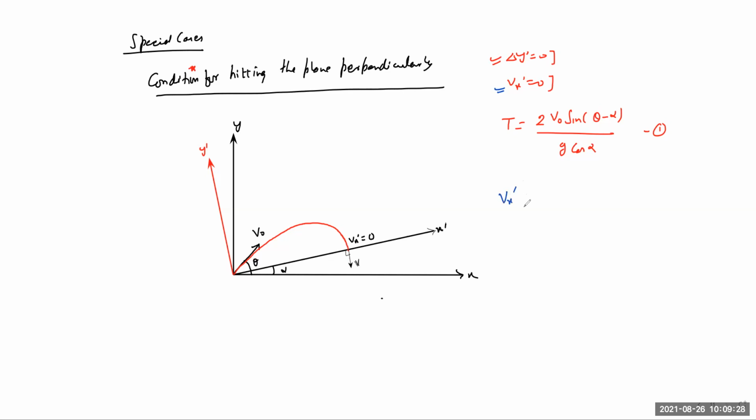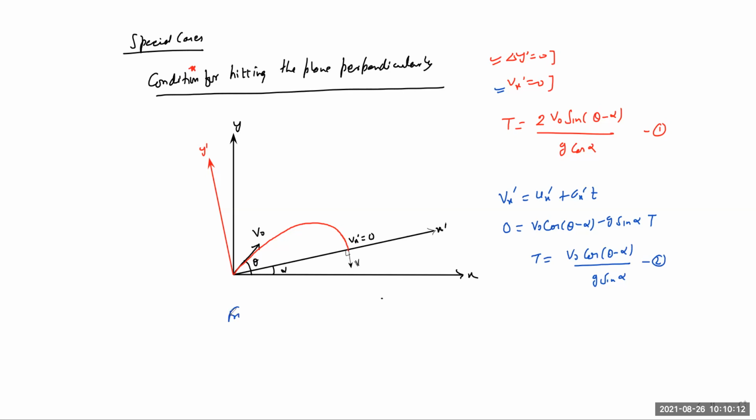So Vx dash equals Ux dash plus Ax dash into T. We know this already. What is Ux dash? V naught cos. Ax dash is G sine alpha. And if you solve, in fact, we have solved this before. Now you can see every piece of information gives you a new answer, which looks new, but of course they must be the same because they represent the same time of flight.